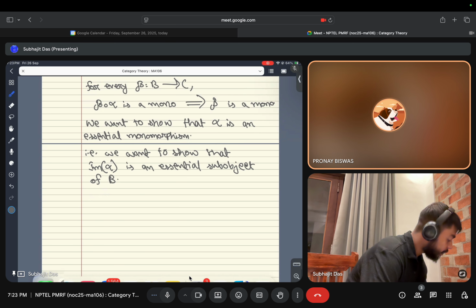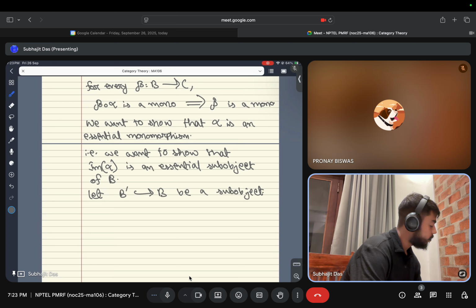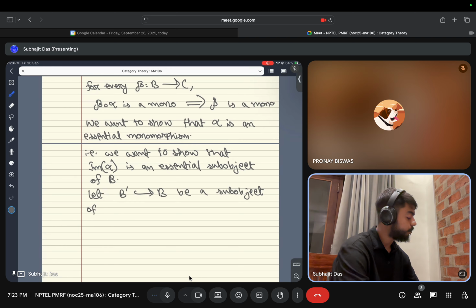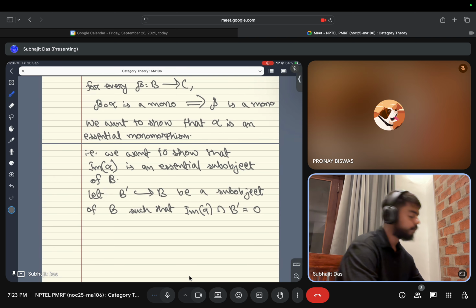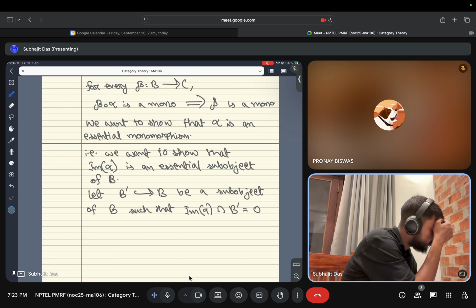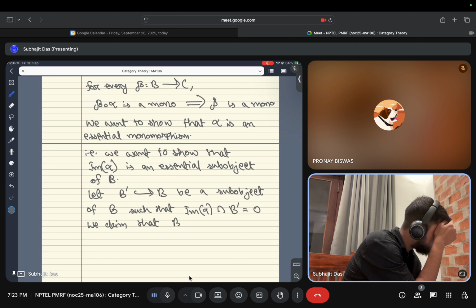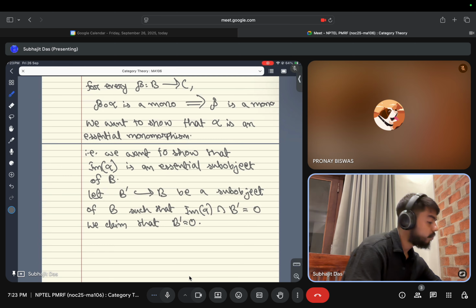So let B prime to B be a subobject of B such that the image of alpha intersection B prime is 0. What we want to show, we claim, is that B prime is itself 0. That is what we need to show here. So how do you show this?